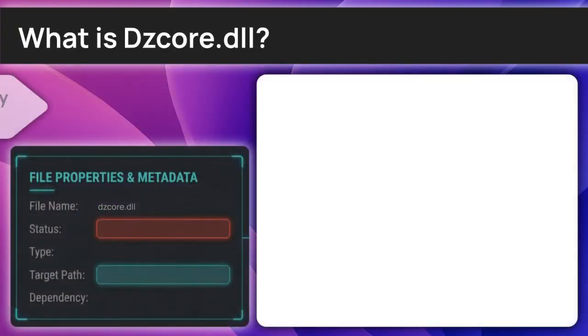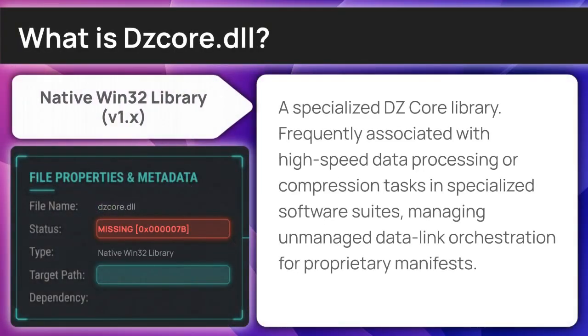This is the Dzcore library, frequently associated with high-speed data processing or compression tasks in specialized software suites, managing unmanaged data link orchestration for proprietary manifests. With the explanation out of the way, let's refresh the affected files.